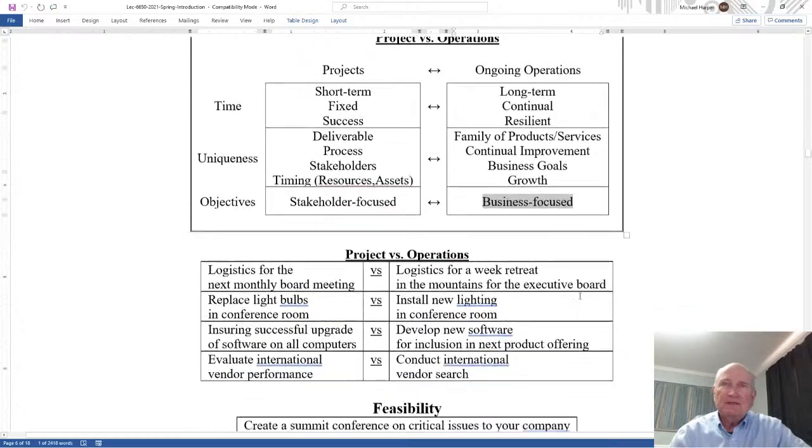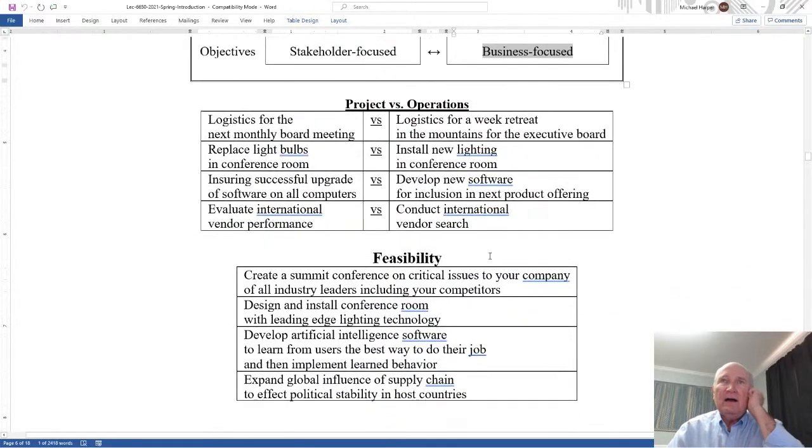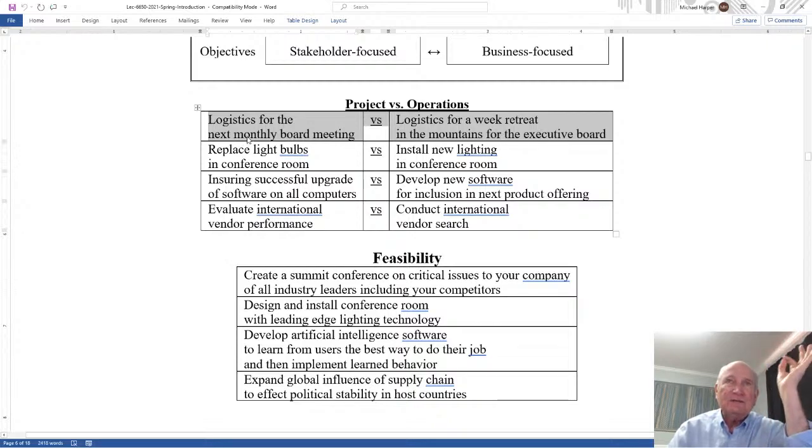Okay. Have some examples down here. The logistics for the next monthly board meeting versus the logistics for a week retreat in the mountains for the executive board. Well, since it's monthly recurring, this would be operations, and this would be more of a project. Replace the light bulbs in the conference room versus install new lighting in the conference room. Well, replacing light bulbs is ongoing operations. You're going to keep doing that. New lighting in the conference room, that's going to be more of a project.